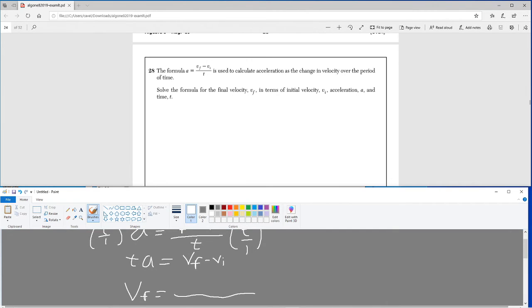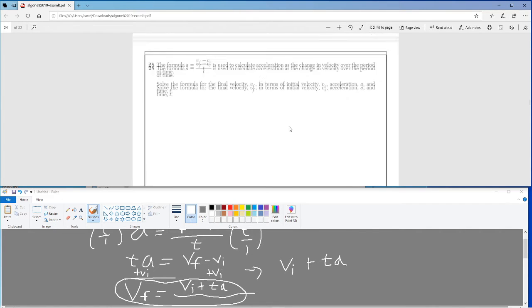And remember, I want to solve for V sub F, so let's add V sub I to both sides. Remember, this is a plus. So I get V sub F is equal to V sub I, which is a subscript, so let's write it a little smaller, plus A T. So this is our answer: V sub F is equal to V sub I plus T A, or A times T, either or.